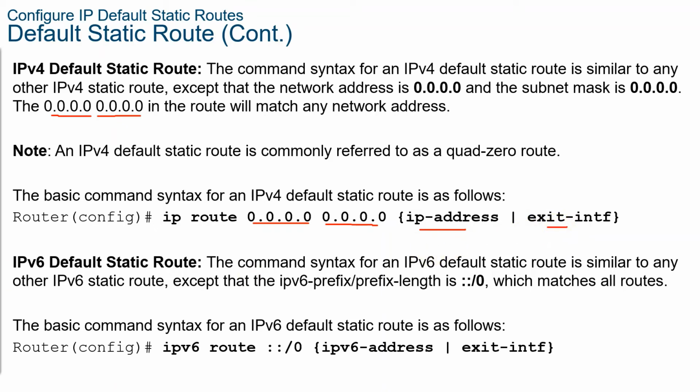Now for IPv6, we have the same. The command syntax for an IPv6 default route is similar to any other IPv6 static route, except that the IPv6 prefix and prefix length is ::/0, which matches all routes. So the syntax would be ipv6 route ::/0, then the next hop IPv6 address or the exit interface. All right.